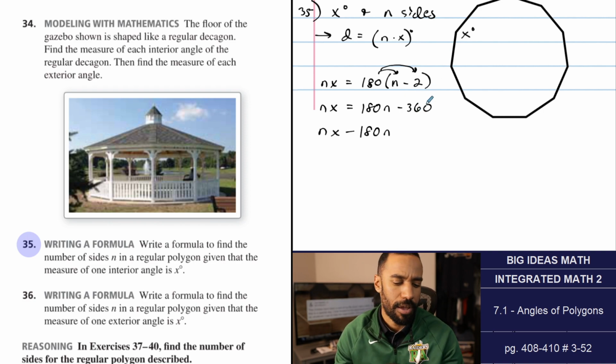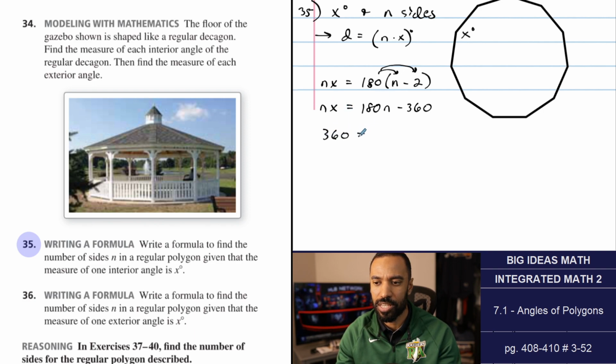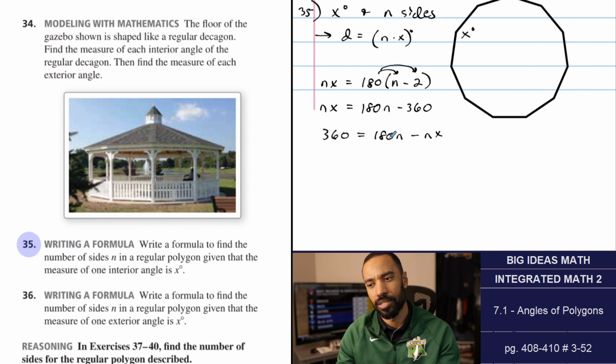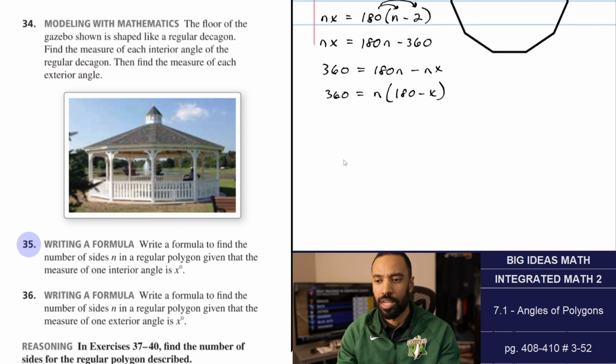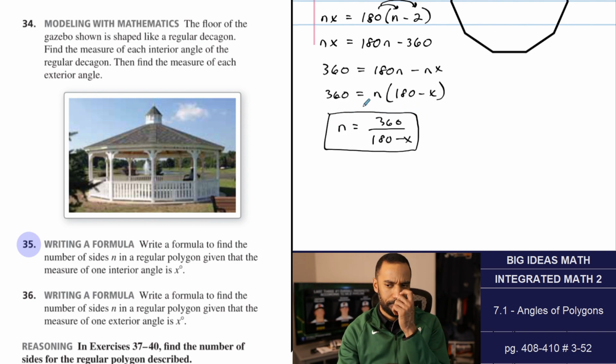Actually, I'd rather have my 360 positive. Do you mind if I change that? I'm going to add 360 over and subtract the nx over. So 360 equals 180n minus nx. I'm going to factor n out, and you get 180 minus x. Therefore, n equals 360 over 180 minus x. That's my answer.